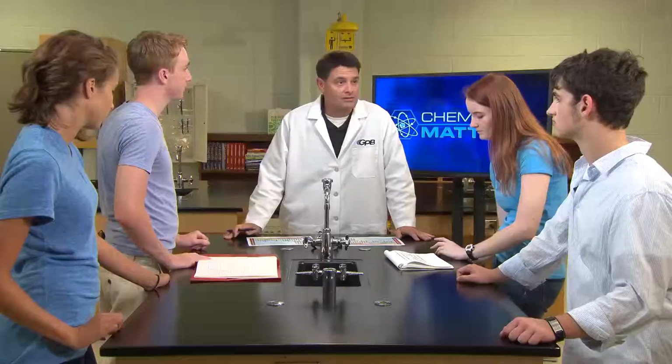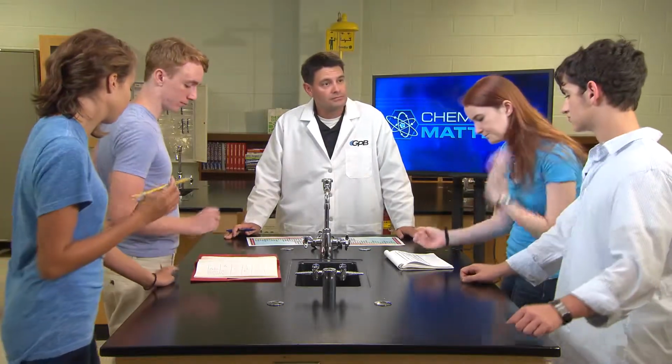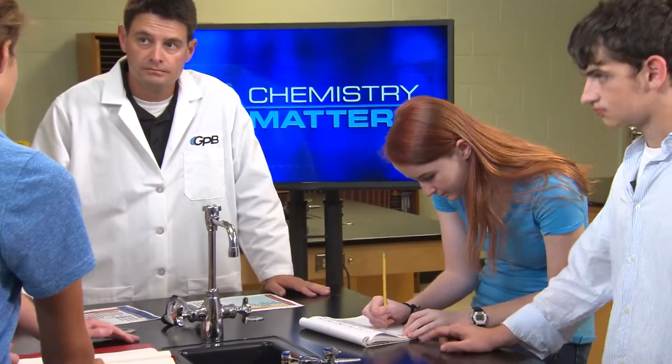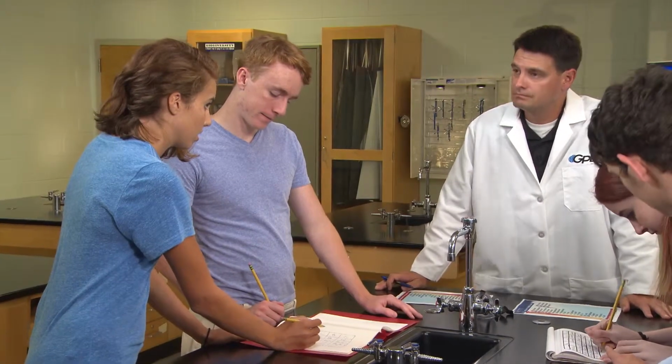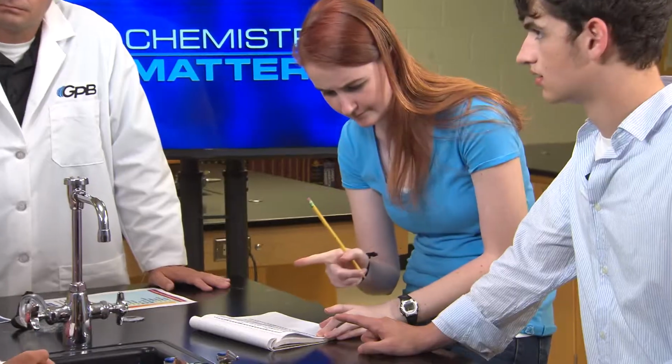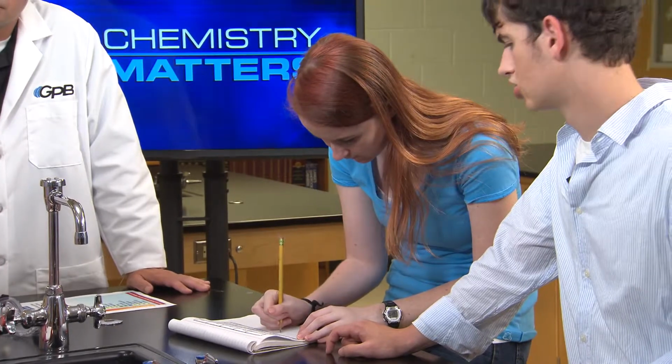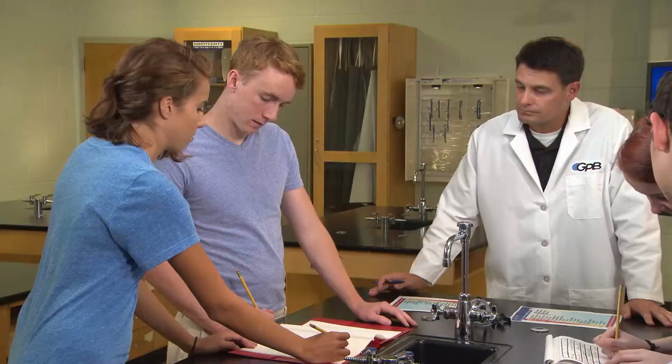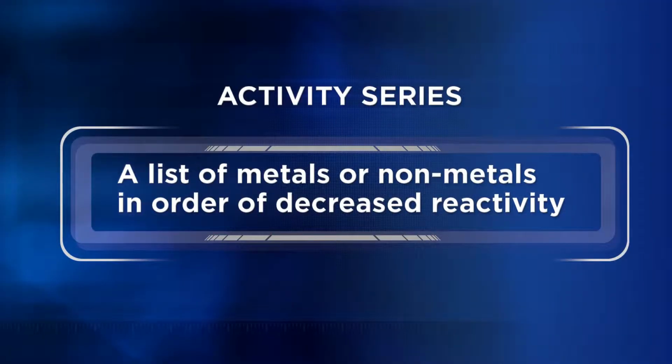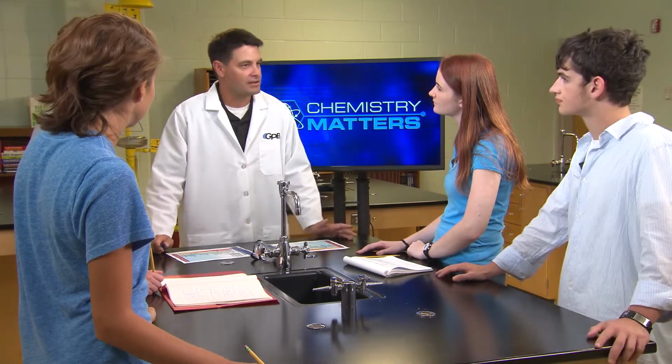Those are some great points. So take your data and list the metals with the most reactive at the top. That'd be magnesium, zinc, lead, copper, and then silver. This is a simple activity series, which is a list of metals or nonmetals in order of decreased reactivity. Chemists use this data to predict whether reactions will occur between metals and metal ions. There are other activity series with halogens and their ions.